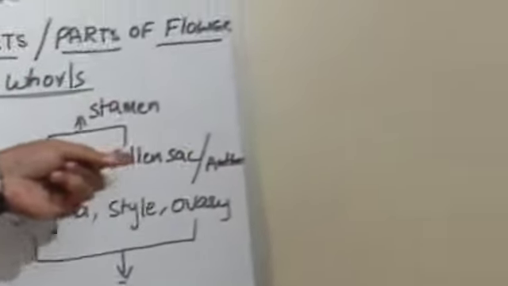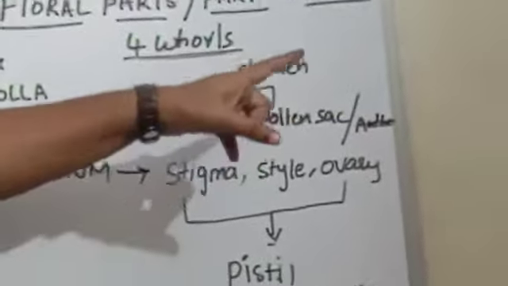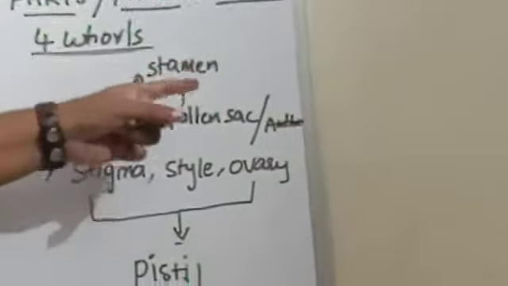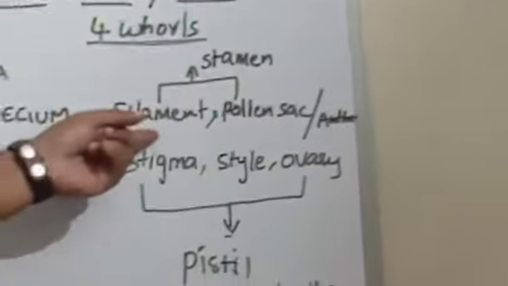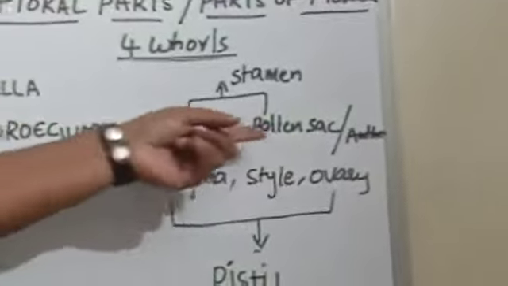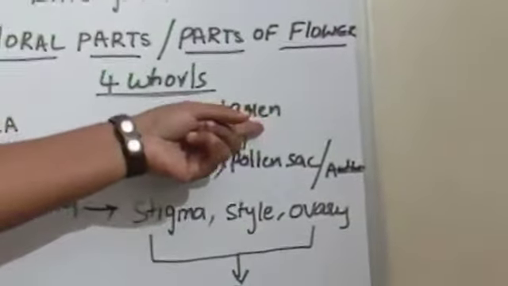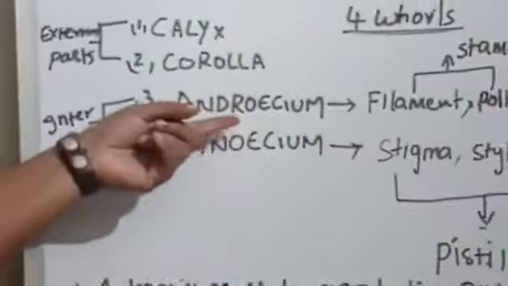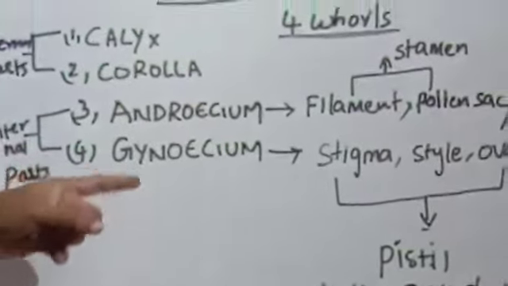Androecium consists of filament and pollen sac. The pollen sac is otherwise called the anther, where the pollen grains are stored. Filament and pollen sac together are called the stamen. Stamen is nothing but androecium, the male reproductive part of the flower.